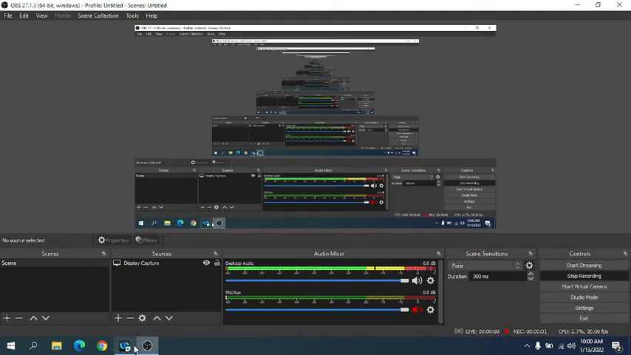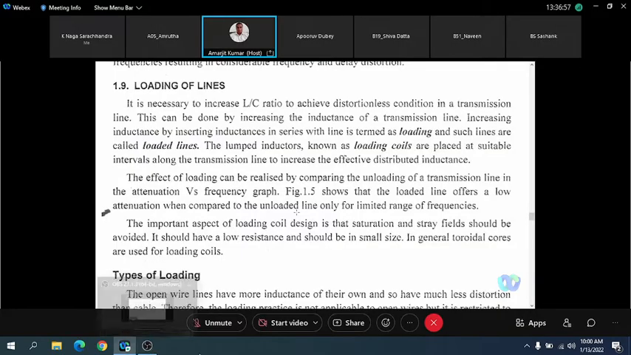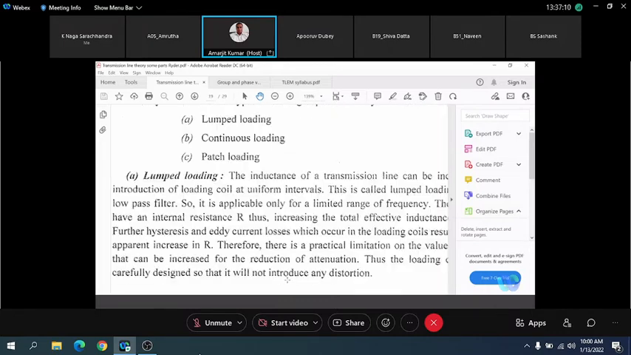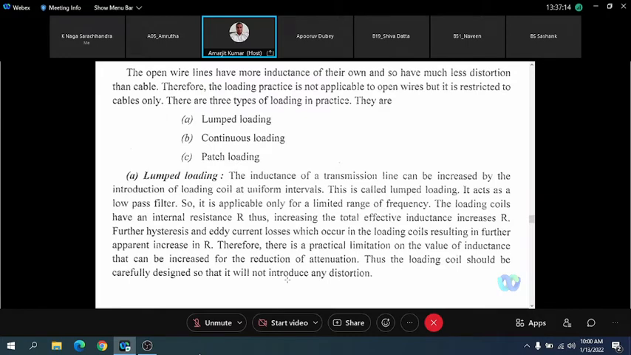So in the last class, I had discussed loading of transmission line. There were three types of loading: lumped loading, continuous loading, and one more type, patch loading. What is the difference among lumped loading, continuous loading, and patch loading of transmission line?